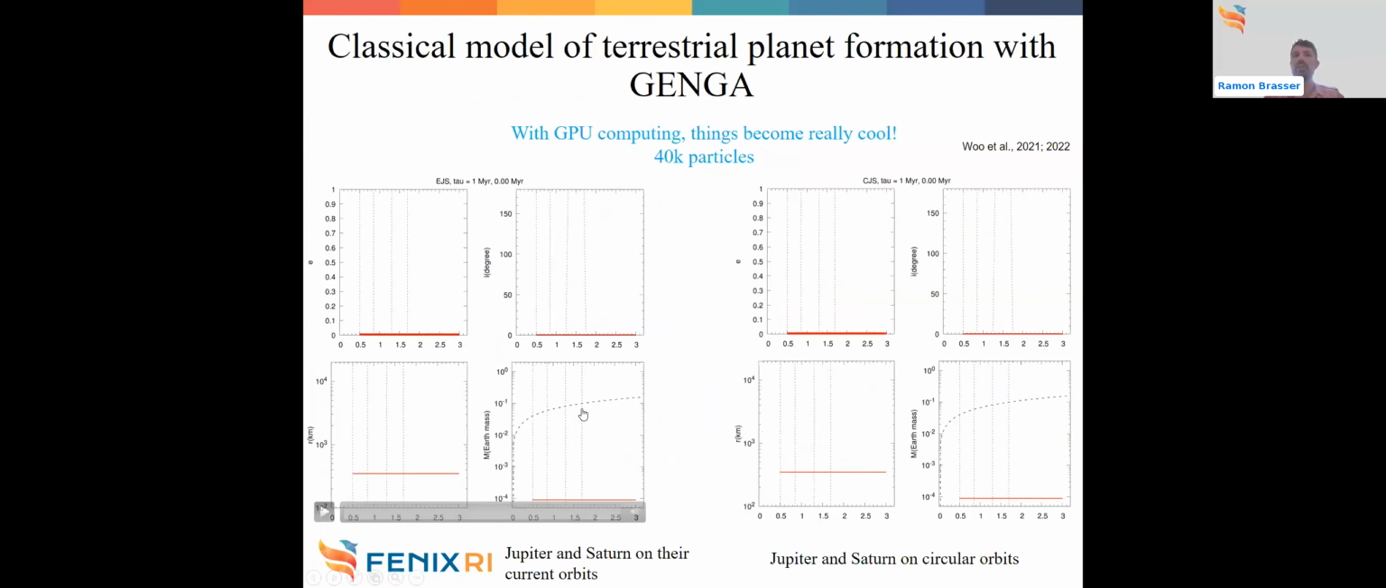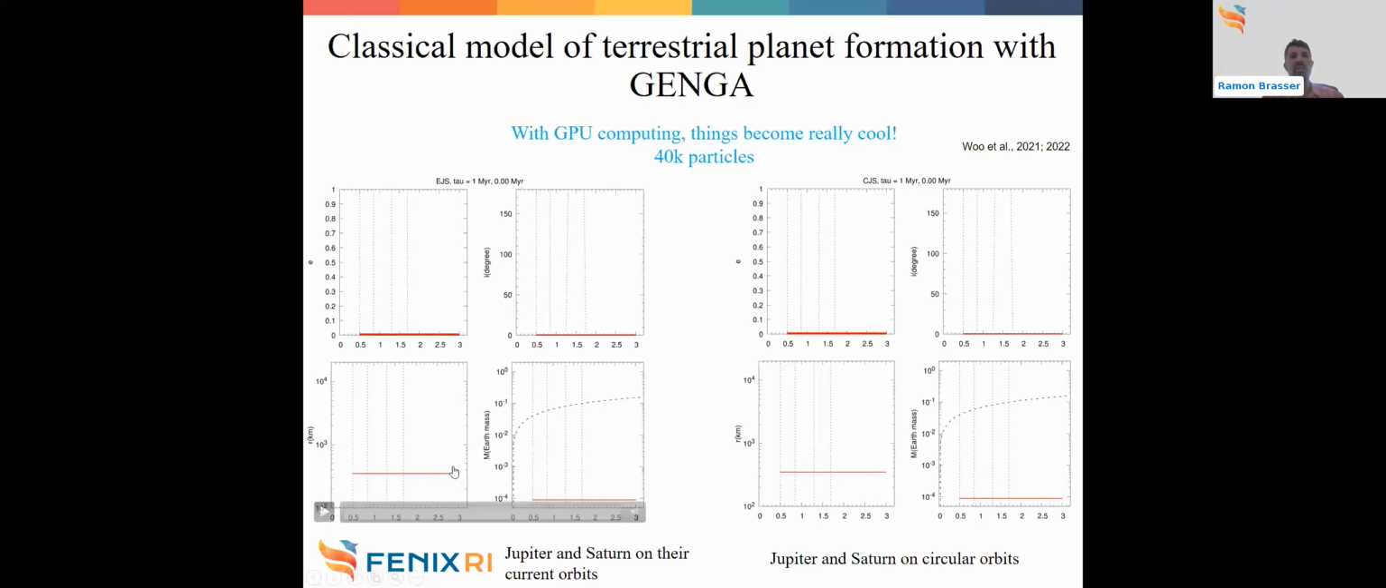Here are 2 animations that I will start that were run by my former student, Jason Wu, on the V100 GPU, which is the previous generation. We start with 40,000 planetesimals, all of the same diameter, the same mass. This is eccentricity versus semi-major axis, which I explained earlier. Inclination is essentially how tilted the orbit is with respect to some reference plane, which is usually the ecliptic, or the plane in which all the orbits of the planets are situated.